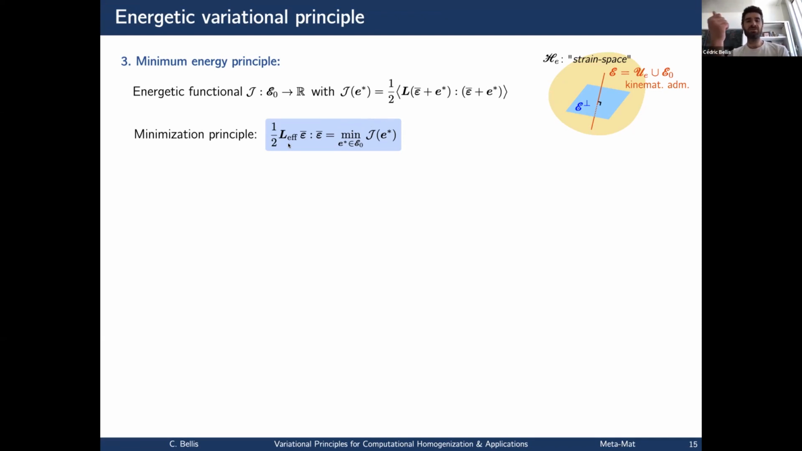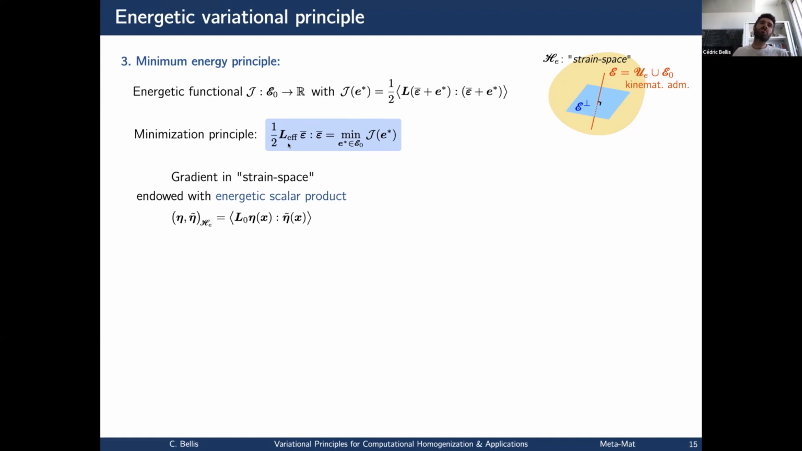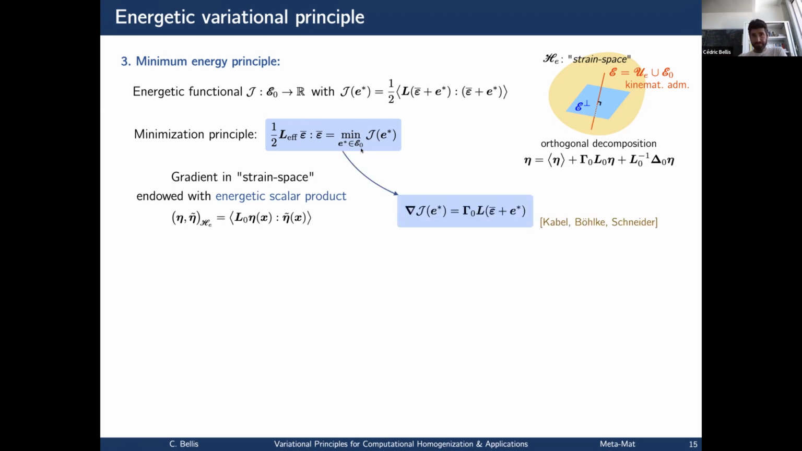So because we are doing a minimization problem, we can try to compute the gradient of that functional. We'll compute the gradient of the energy in the strain space endowed with the energetic scalar product. We compute the gradient in this space and use the orthogonal decomposition that is expressed, as we have seen, using the Green's operator. So the computation of the gradient of that functional leads to this expression. The gradient of J is given by the Green's operator applied to this quantity here.